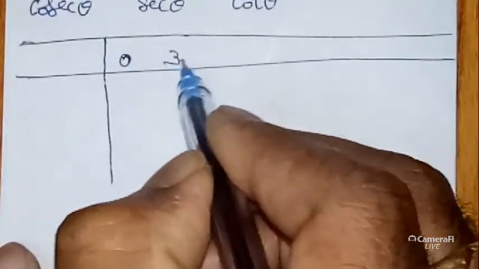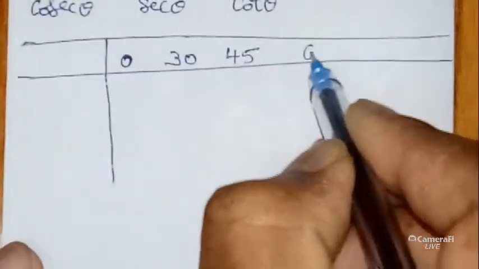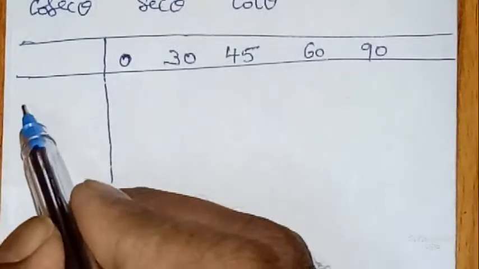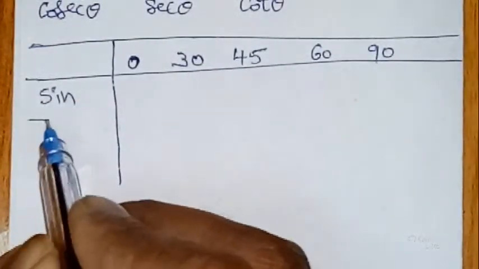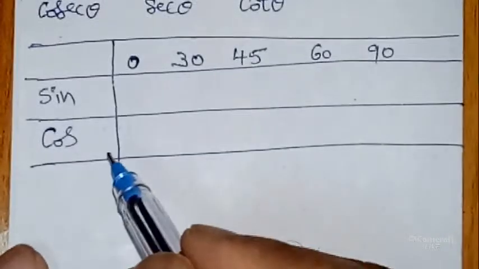0, 30, 45, 60, 90. Next here I wanted to take sine, next cos, afterwards I can write later.